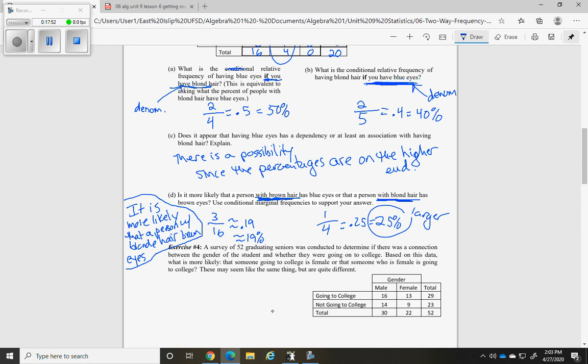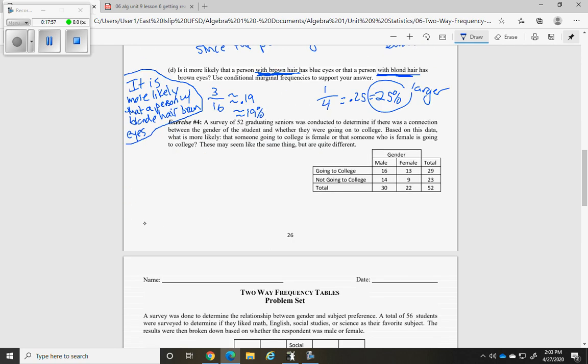How about exercise 4, where this data was already gathered, it's not from an old class, maybe it's true, maybe it's some college that they really did conduct the survey, but there's a survey of 52, so I like that there's more people, graduating seniors, and it was conducted to determine if there was a connection between the gender of the student and whether they were going on to college. Based on this data, what is more likely? Okay, more likely that someone going to college is female.